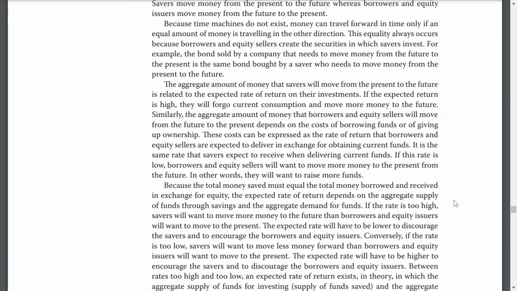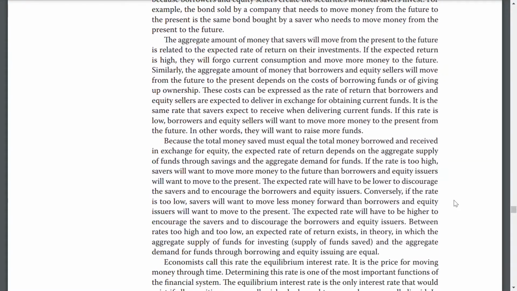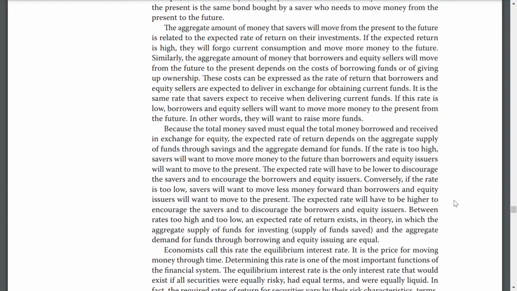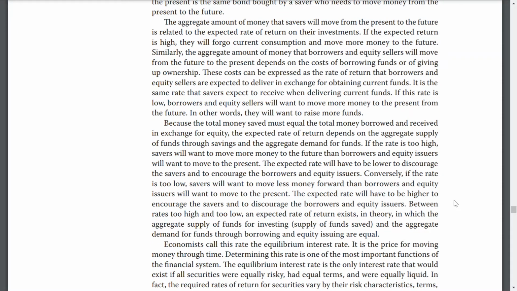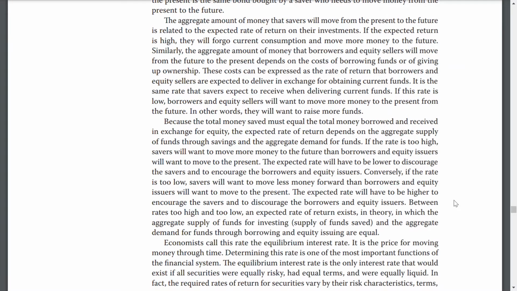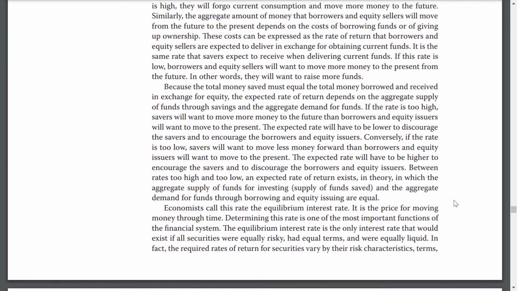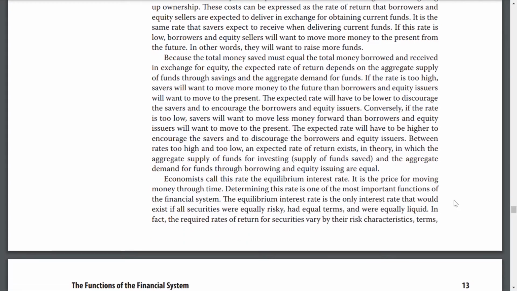If this rate is low, borrowers and equity sellers will want to move more money to the present from the future. In other words, they will want to raise more funds, but the total money saved must equal the total money borrowed and received in exchange for equity. The expected rate of return depends on the aggregate supply of funds through savings and the aggregate demand for funds. If the rate is too high, savers will want to move more money to the future than borrowers and equity issuers will want to move to the present. Economists call this rate the equilibrium interest rate. It is the price for moving money through time.